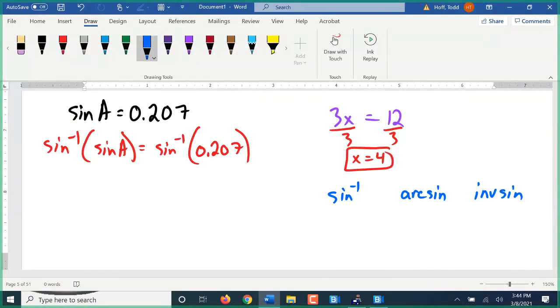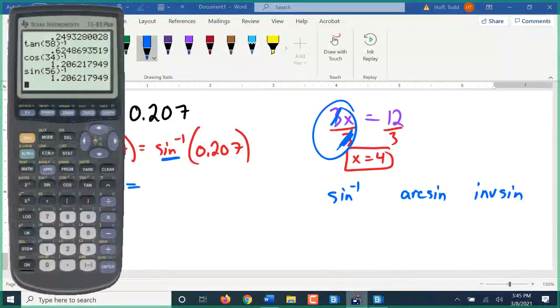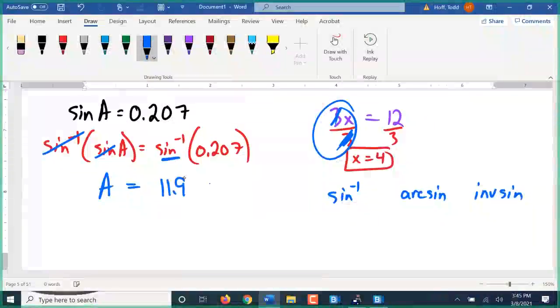So what we're going to do here, on the left side, the inverse sine and the sine cancel out, just like the multiplying by 3 and dividing by 3 canceled out over here. So all we're left with on the left side is A. On the right side, we still have to apply that inverse sine. On most calculators, it's a second function. You do second sine 0.207, and it gives you 11.95 degrees. That's your angle.